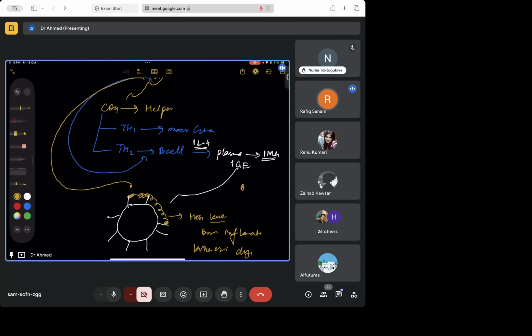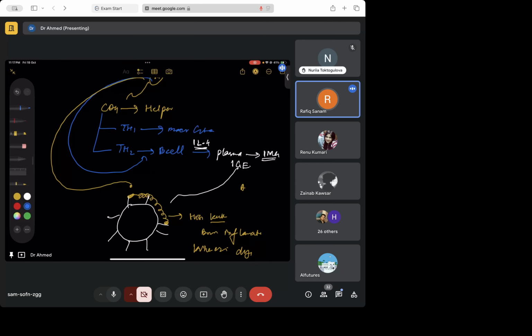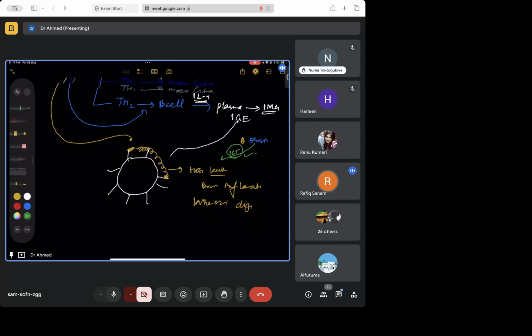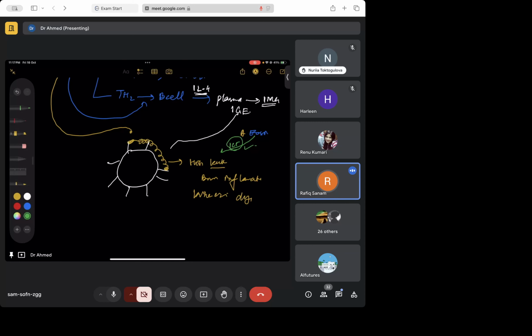Can you tell me the kind of cells which are highly related to allergic reaction? Eosinophils. Okay, perfect. Can you tell me the interleukin which drives the formation of eosinophils? Interleukin 5, IL-5. It's also one of your UWorld MCQs. They are going to test you on it.